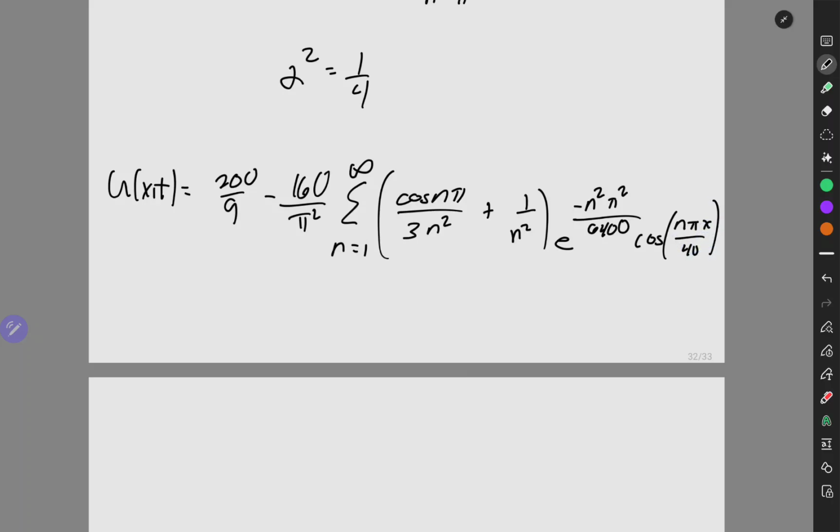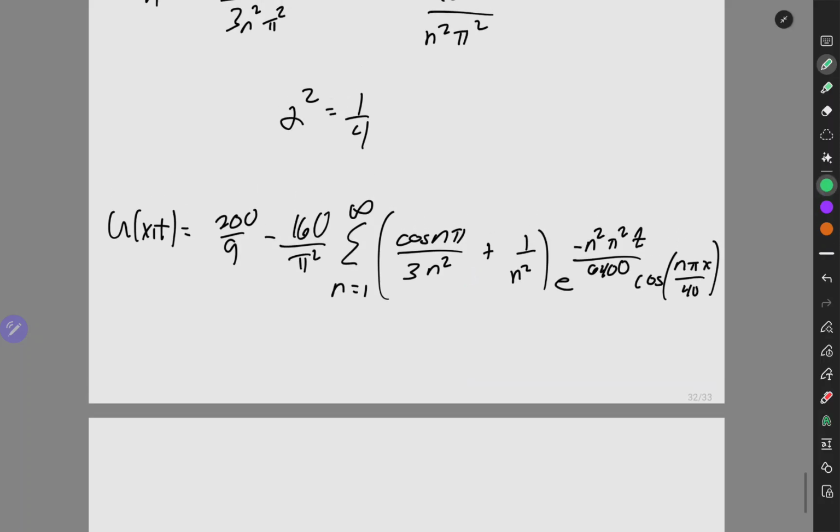This is different than what I have in my notes. Oh, I didn't pull out the 160 over pi squared in my notes. Oh, I forgot the t right here. Okay. Everything else is right, though. Bam. That's the answer. So that was a little bit longer of a problem, right?